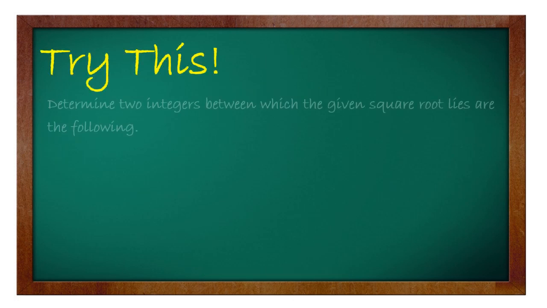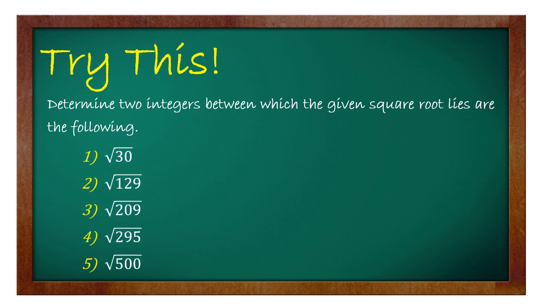So let us try this. Let us determine the two integers between which the given square roots lie. So square root of 30, saan siya makikita? Between what two integers? The square root of 129, square root of 209, square root of 295, and the square root of 500. So, i-pause mo muna yung video na to, tapos sagutan mo. And then, once na may sagot ka na, pwede mo na ulit i-continue to check your answers.